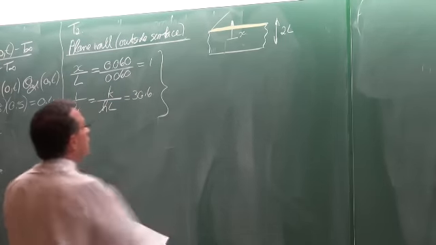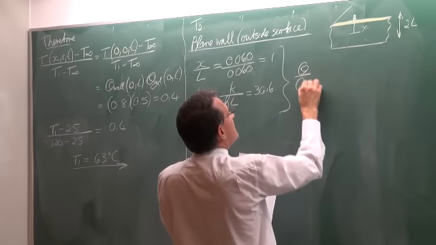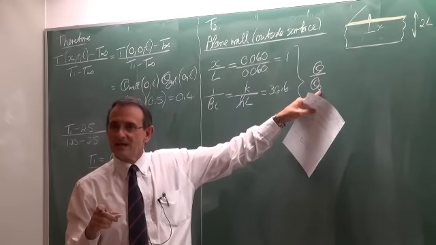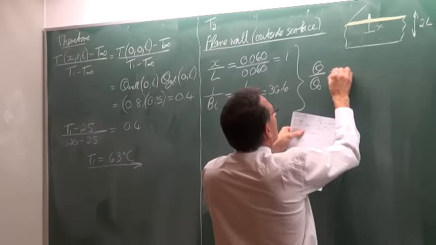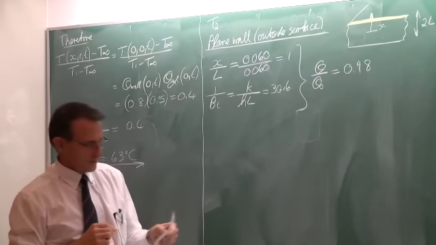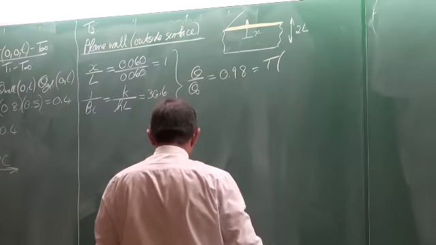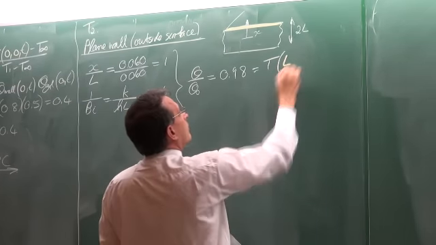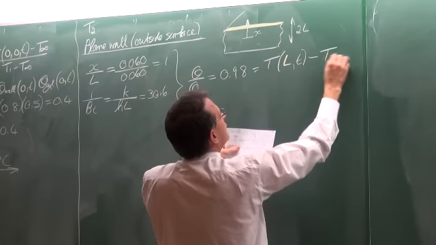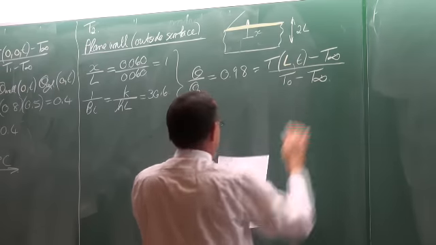Okay. So with those two, we can go and get theta divided by theta 0. Theta 0 means on the center. And that is from the graph equal to 0.98. And that means it is the temperature at L, where x is equal to L, (T minus T infinite) divided by (T0 minus T infinite).